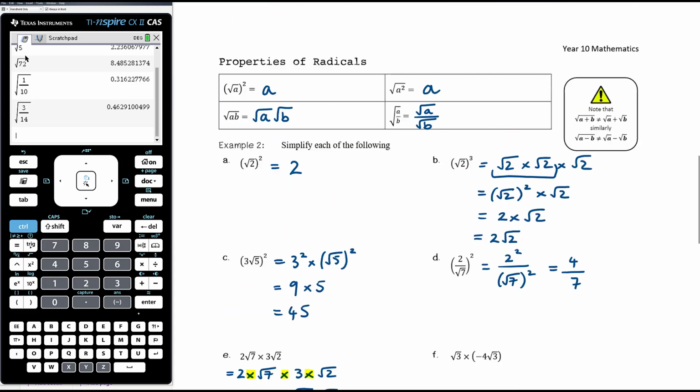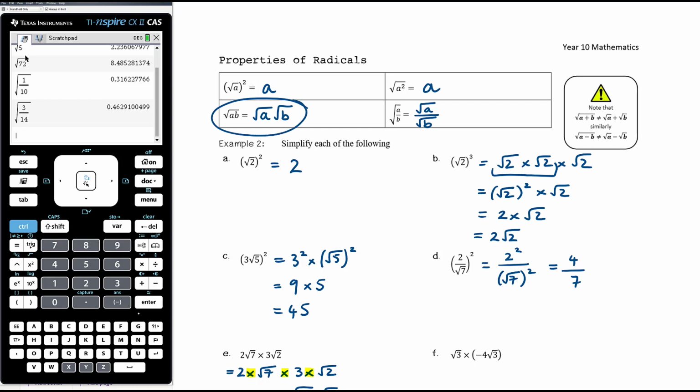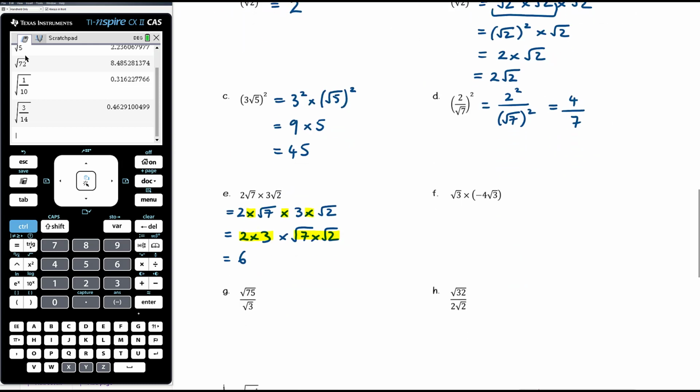And then if we go back up here, our properties of surds, we looked at how we can split up a surd. So if we have the square root of A times B, it is the square root of A times the square root of B, but that works in reverse. If I have the square root of something times the square root of something else, I can put them together as one surd. So this, where I have the square root of 7 times the square root of 2, that is just the square root of 7 times 2, which is 14.